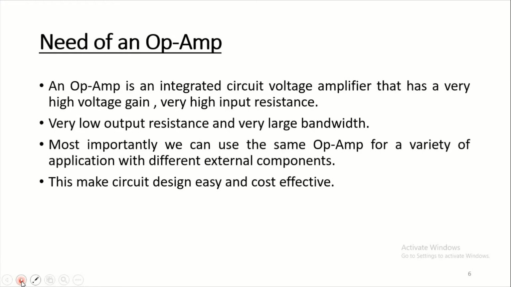Need of an op-amp. An op-amp is an integrated circuit voltage amplifier that has a very high voltage gain, very high input resistance. It has very low output resistance and very large bandwidth. Most importantly, we can use the same op-amp for a variety of applications with different external components. This makes circuit design easy and cost effective. The characteristics like output resistance, input resistance, bandwidth we can discuss in the next video.